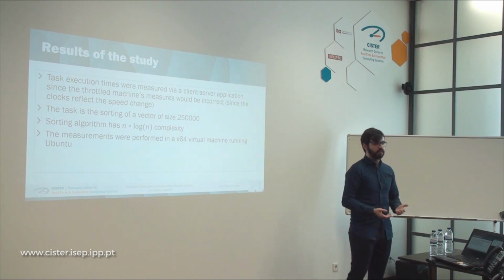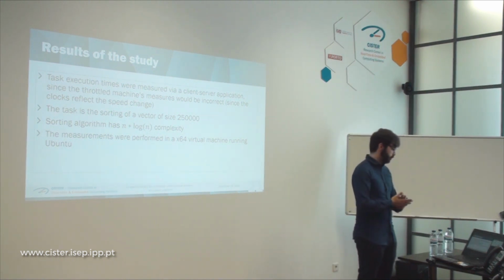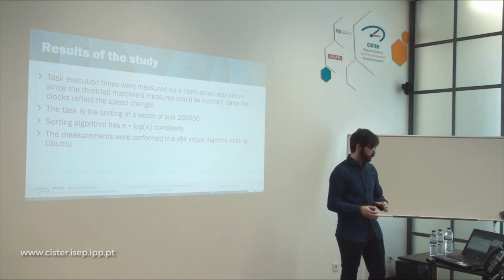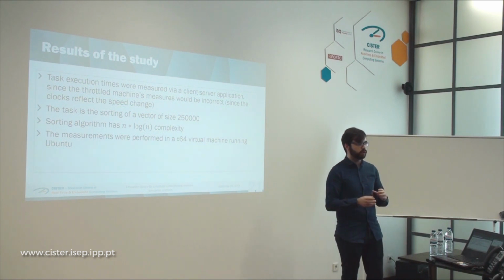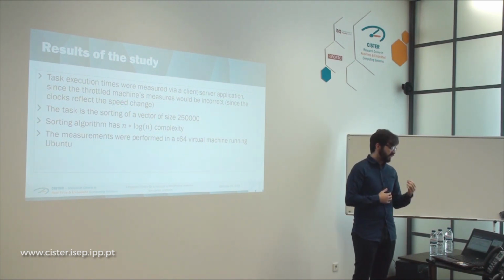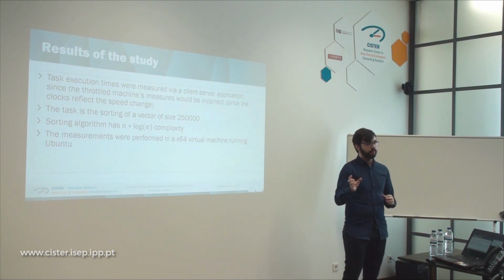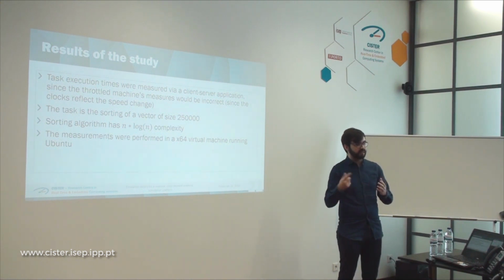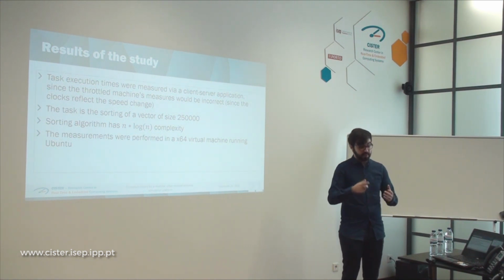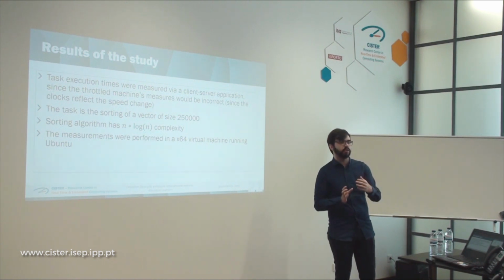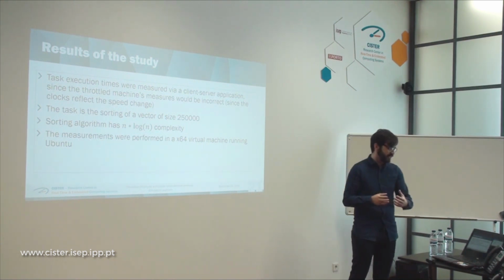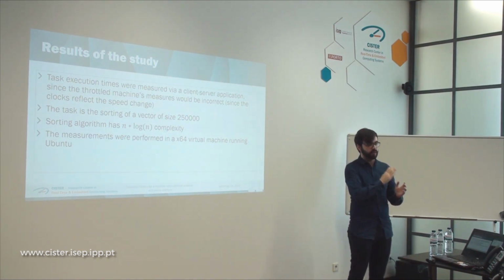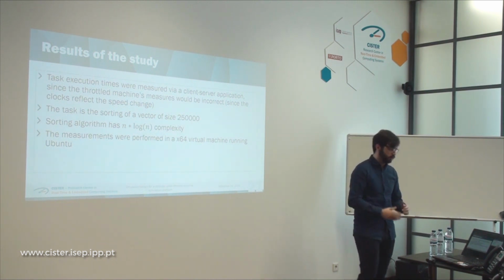So we've performed some studies, else we couldn't have reached conclusions. So we executed tasks in the throttled virtual machine, and we measured the real time it took to execute. So we use the client-server application. We can't measure the time in the throttled virtual machine, because even if we count the seconds that it takes to execute, the mechanism it uses to count those seconds itself is throttled. So we cannot actually use it to count the real time. So we needed an external agent that actually counted the real time the task took to execute.